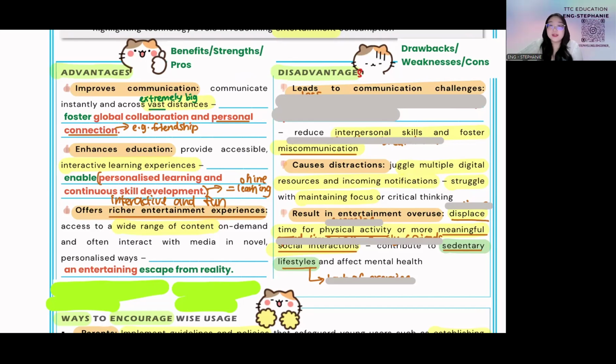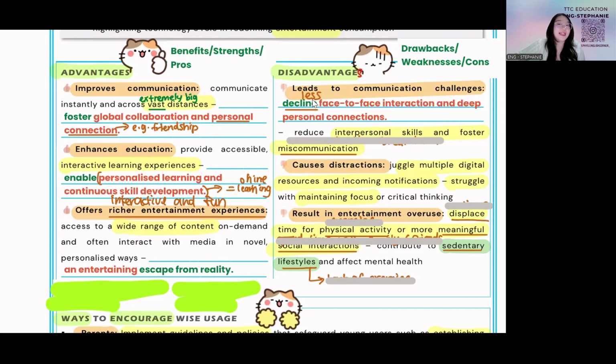All right. Now, let's move on to disadvantages. So disadvantages will actually be the opposite of your advantages. However, better students, if you want to get better marks, I will say that students should write in different words. So don't just copy word for word, flip it around. For example, when you say that it improves communication because it helps you to communicate instantly across vast distances, the bad side of technology will lead to communication challenges. Why? Because of lack of face-to-face interaction.